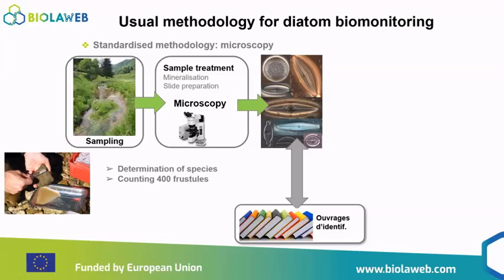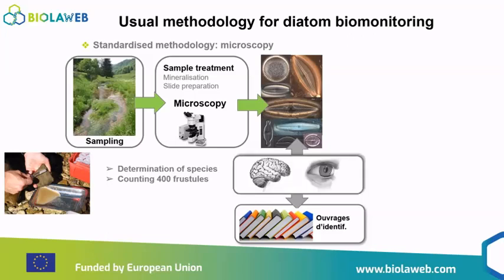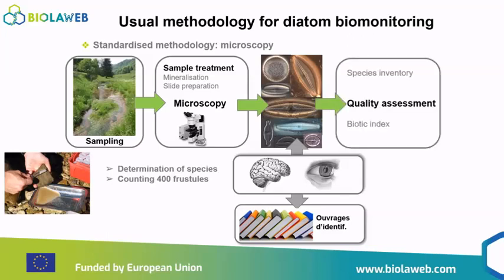In this book, what do you see? You have pictures. You compare the picture in the book with what you see under the microscope, you make a relation, and then you give it a name. And for this, you need a lot of memory, good eyes, and you play the game. In the end, we get a species inventory: species A, 300 frustules, species B, 90 frustules, and species C, 10 frustules.